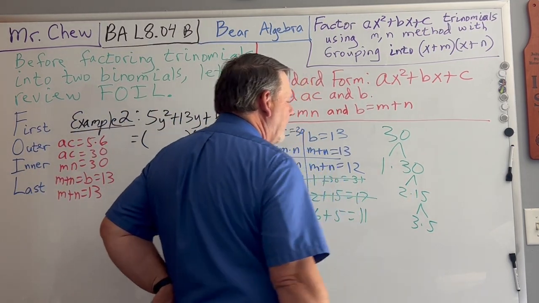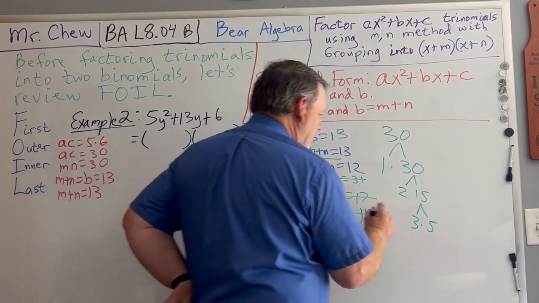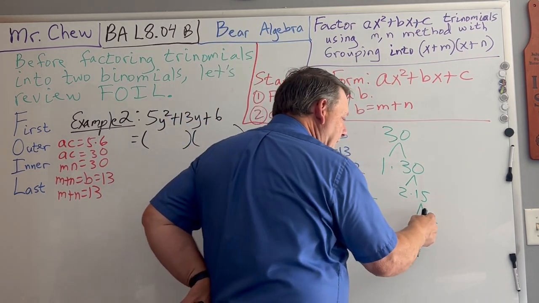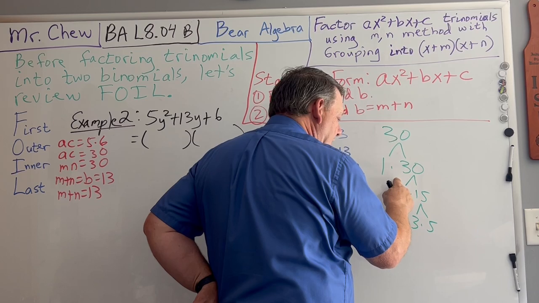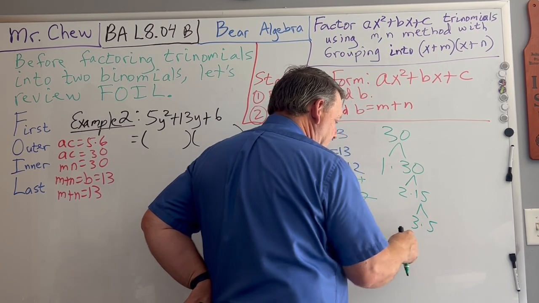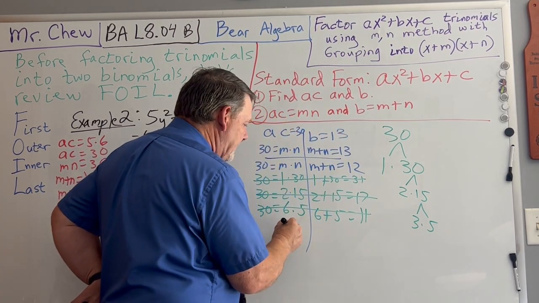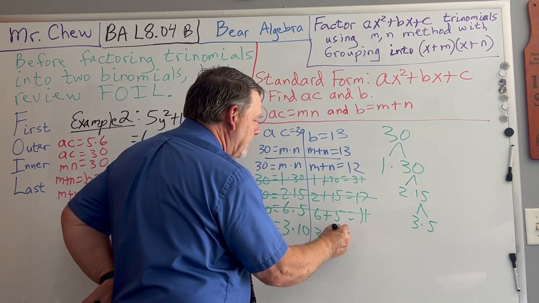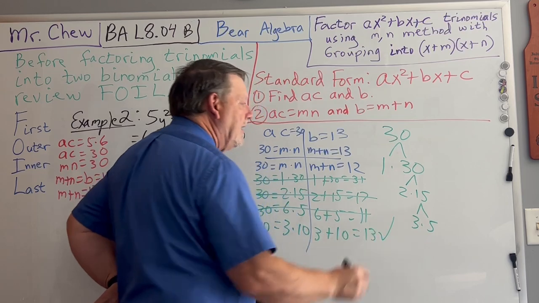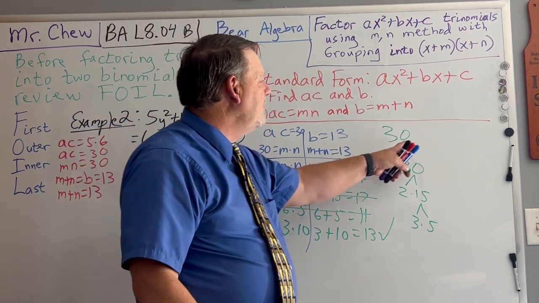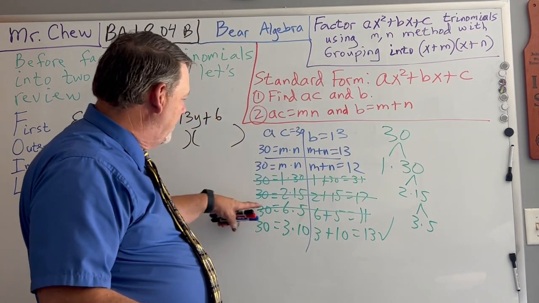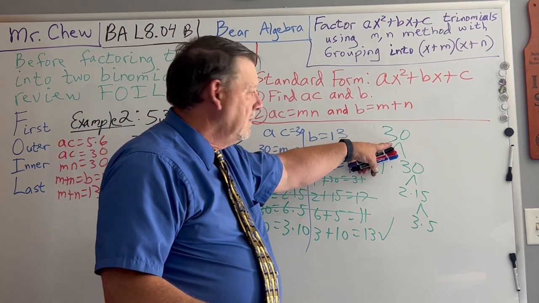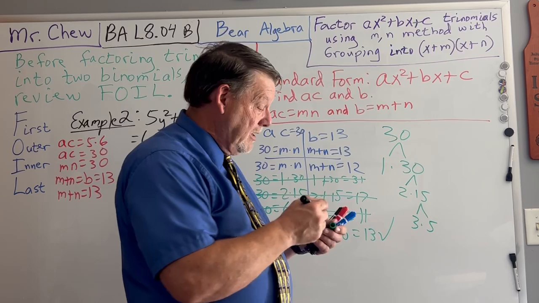Are there any other factors here? Because see how these are primes? Yes, there are. What about taking this number times this number, 10 times 3? Well, 3 times 10 will give me 30. What about 3 plus 10? It is 13. Now, you had to look a little harder for that, but you should have known that 30 was divisible by 3 when we got to here, because 30 is divided by 3, 3 times 10.